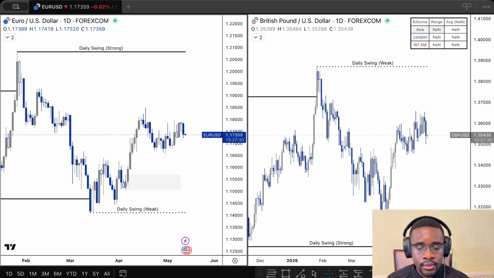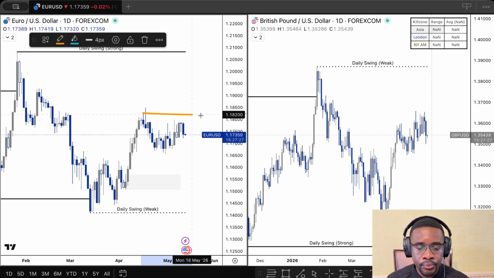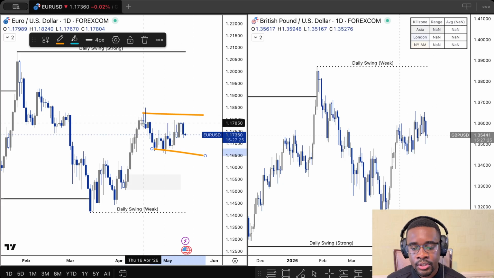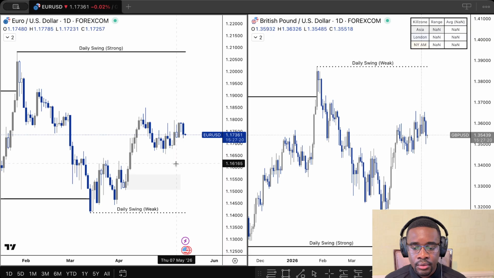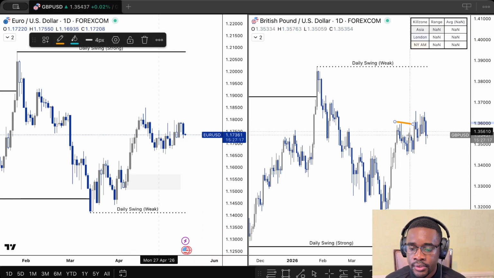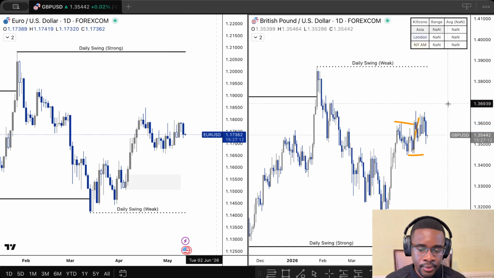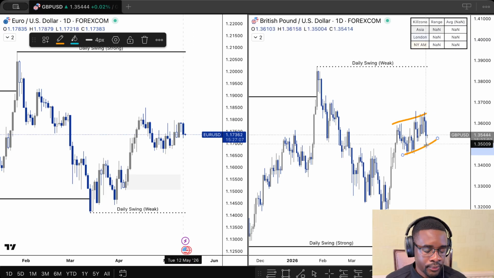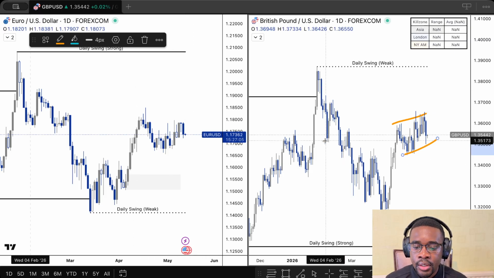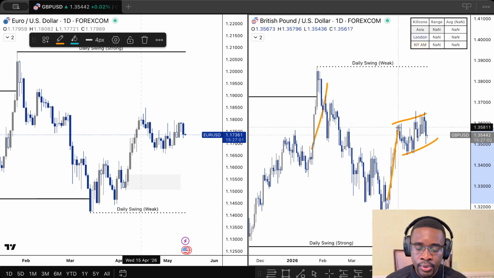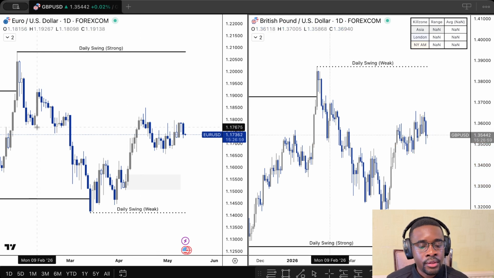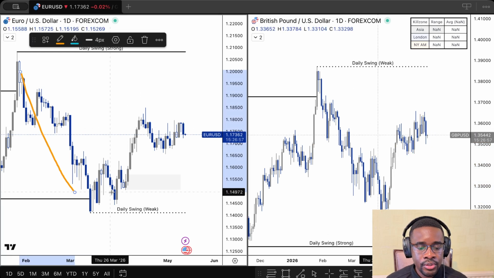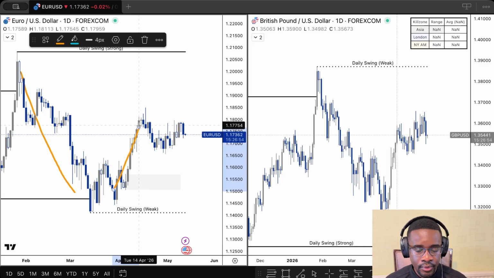So from the daily, nothing has changed. We are pretty much still just ranging. We're stuck in this tight range. Price is just moving sideways. For the pound, it's slightly pushing to the upside, although the price movements are quite tight as well. So overall, swing is bullish, internal is bullish. That's for the pound. And then for the euro, swing is bearish, internal is bullish.